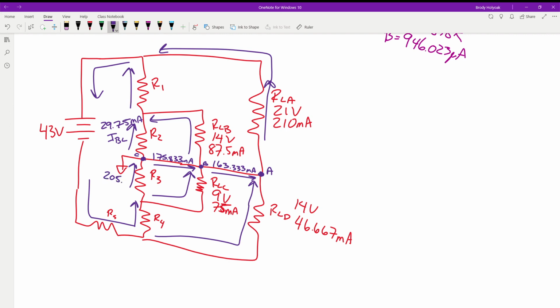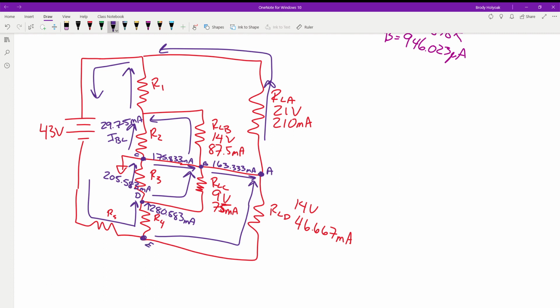Point what? 583 milliamps. Okay, we move down one node. We've got 205.5 milliamps leaving and 75 milliamps leaving. How much do we have to have coming in? Okay, coming in. And then we go down to our next node, which is point E.